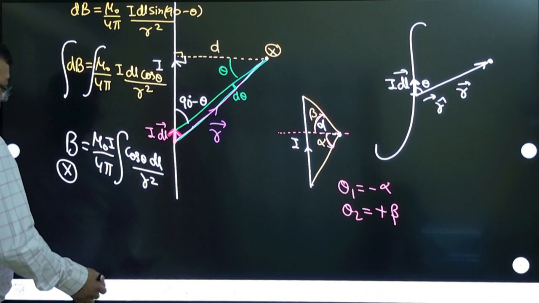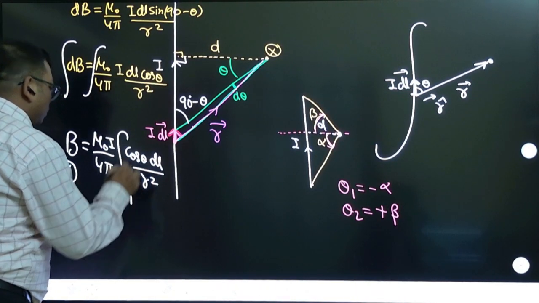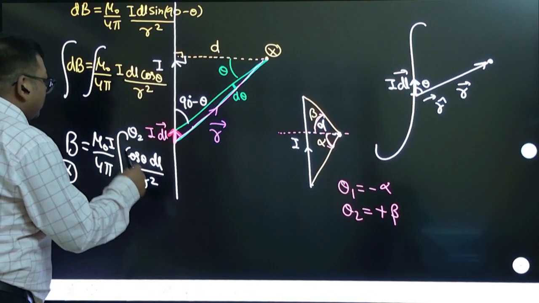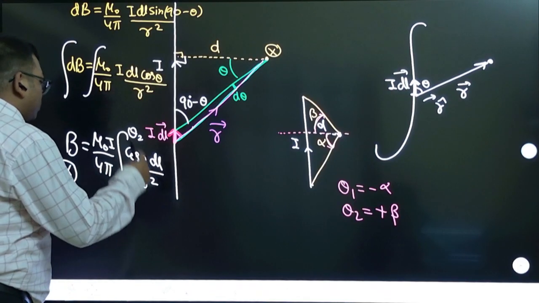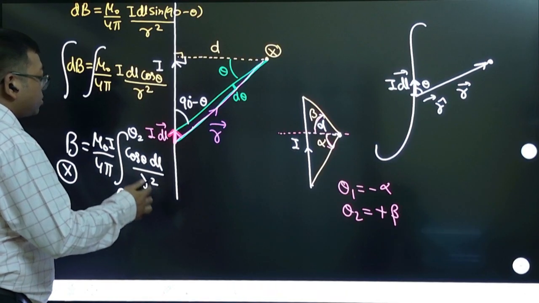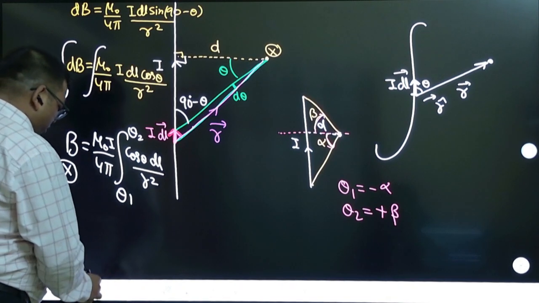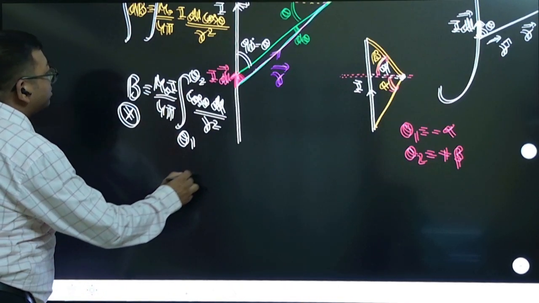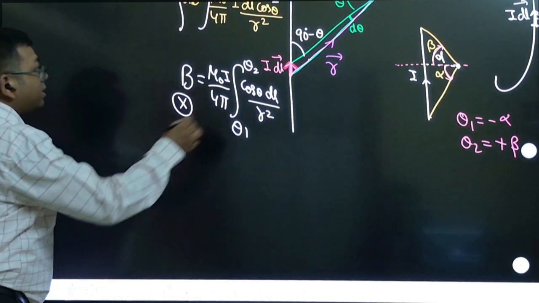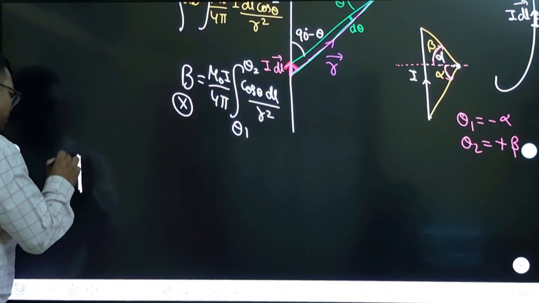So let us do this integration. I am taking this integration from theta 1 to theta 2. Limits are there, but how to do this integration is the most important thing. If you can understand this integration, most of the derivation is over. So this part we have to understand clearly. Let's note that small element, this dl, I am going to note this small line dl.